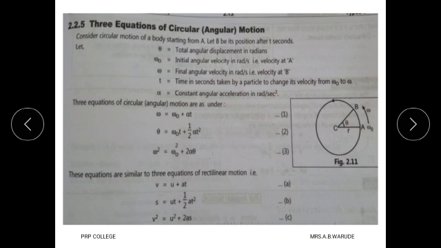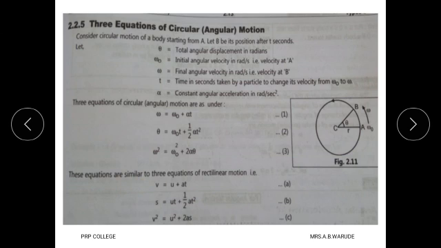And as we saw in the last video, there are three equations of rectilinear motion. The first equation is written as v equals u plus at. The second equation is s equals ut plus half at square. And the third equation is v square equals u square plus 2as. Then, using these equations, we write the three equations of circular motion, where v means final velocity.